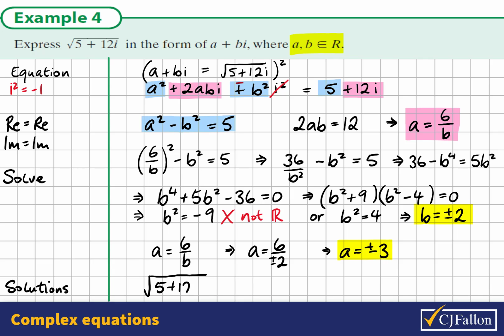So we can say at the end that the square root of 5 plus 12i is equal to either 3 plus 2i or -3 -2i. And there's our solutions.